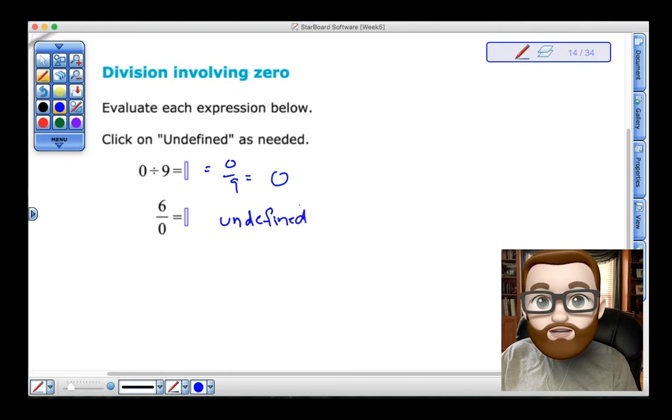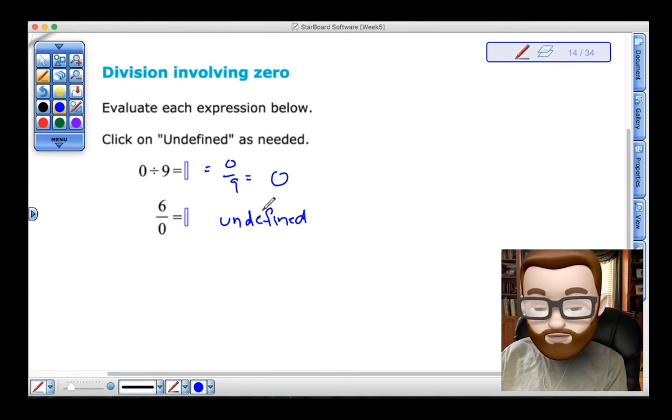And when I have these questions in Schoology, it'll be multiple choice, so you can pick if it's going to be a 0 or if it's going to be an undefined. You don't have to write the word out.